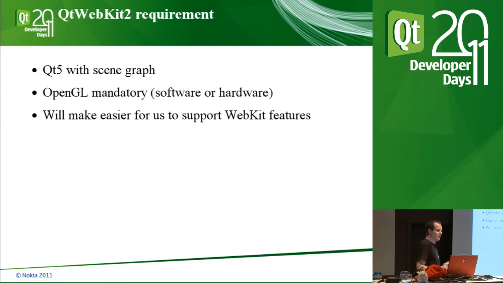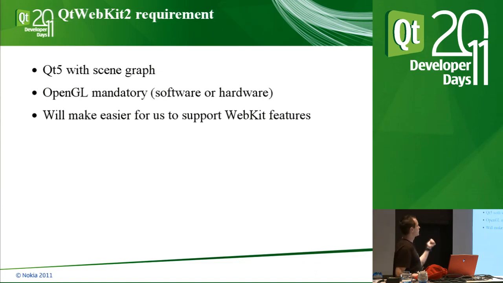So the Qt WebKit 2 requirements are Qt 5 with SceneGraph. Why Qt 5? Since it's a huge rewrite, we cannot just port QWebView to this. It's just a rewrite of the API. We said, well, as there will be no Qt 4.x release, what's the point of trying to develop for it? Let's just go to Qt 5, since we're going to break everything anyway. The API needs to be changed. It's a totally new API, asynchronous, and so on.